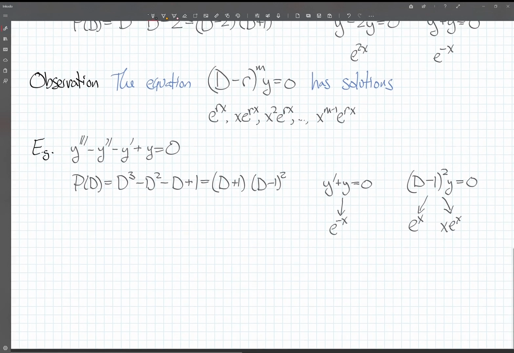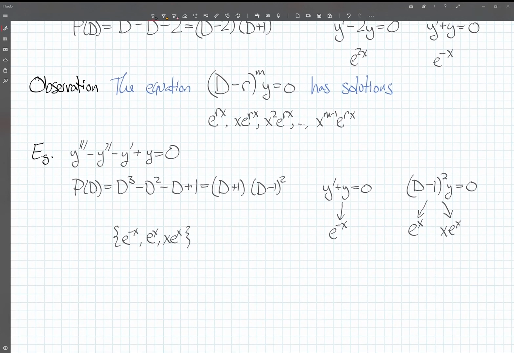Our basis of the solution set will be e to the minus x, e to the x, and x e to the x. You can check by computing the Wronskian that those are linearly independent. That means we've got a basis because we've got 3 solutions. We have a 3-dimensional solution set.